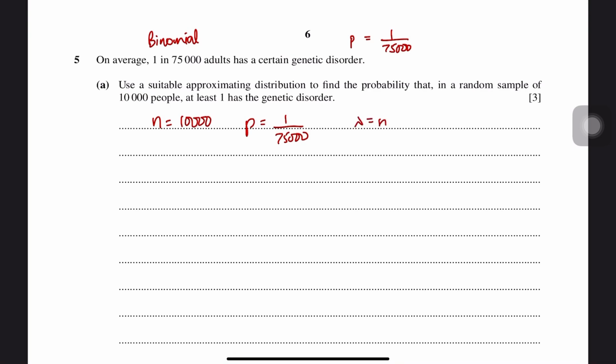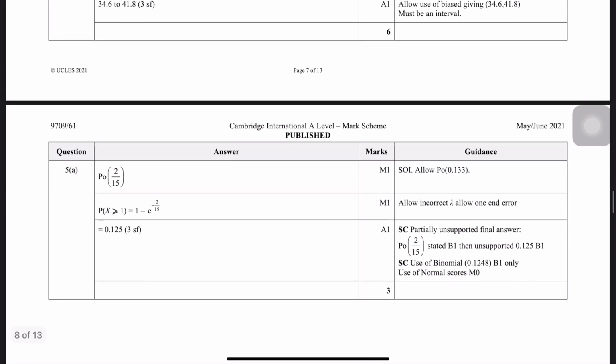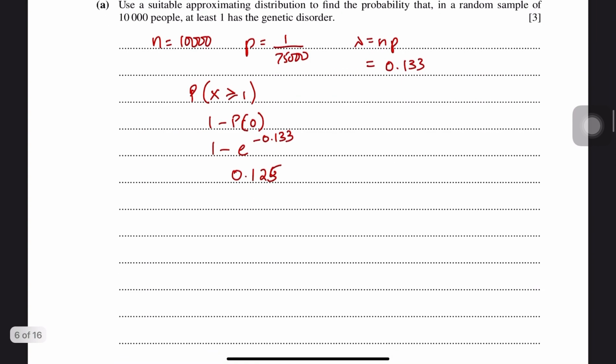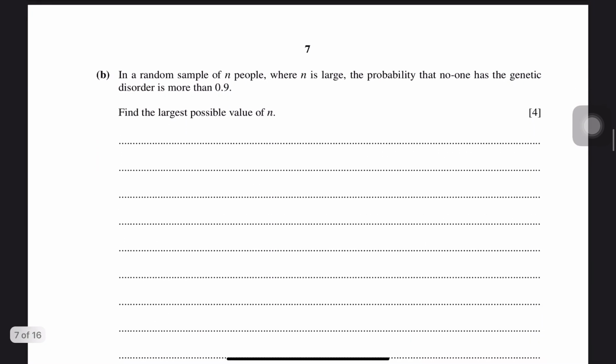Lambda is np, which is 0.133. I want to calculate the probability of at least 1. So 1 minus probability of 0. Okay, that was simple.